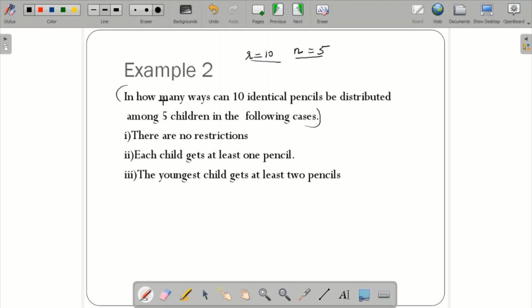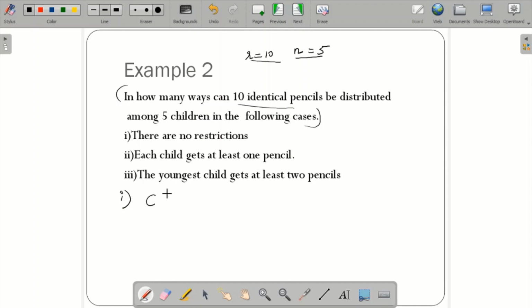So I'll repeat: in how many ways can 10 identical pencils be distributed among 5 children in the following cases? 10 identical is nothing but the repetition, so it is r. 5 children is nothing but n equal to 5. Now let us go to the sub question. The first sub question is, there are no restrictions for the distribution. Then directly n is equal to 5 and r is equal to 10.